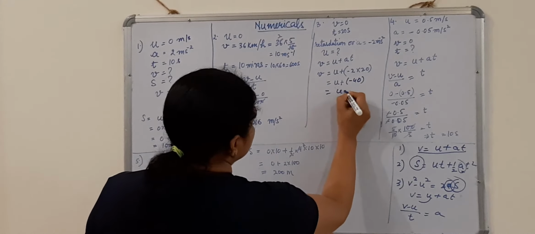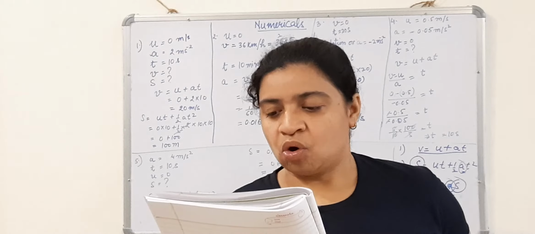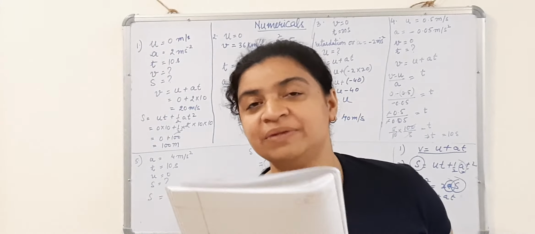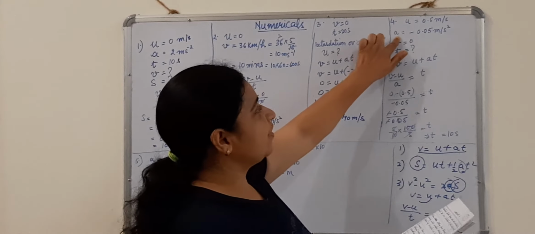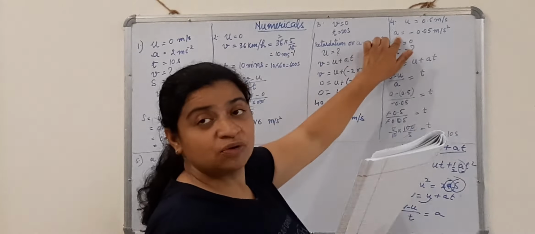Now let us do the fourth numerical. A body starts to slide over a horizontal surface with an initial velocity of 0.5 meter per second. Initial velocity U, that is 0.5 meter per second. Due to friction, its velocity decreases at the rate of 0.05 meter per second square. Rate of change of velocity. The rate is 0.05 meter per second square.